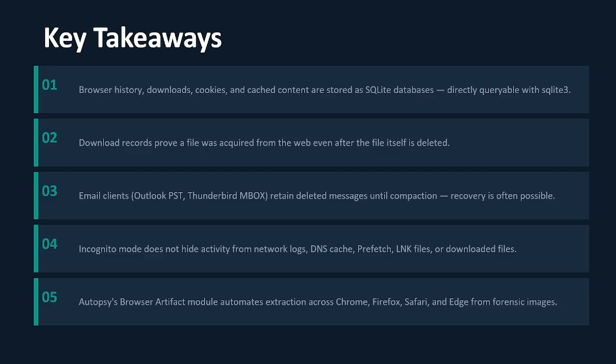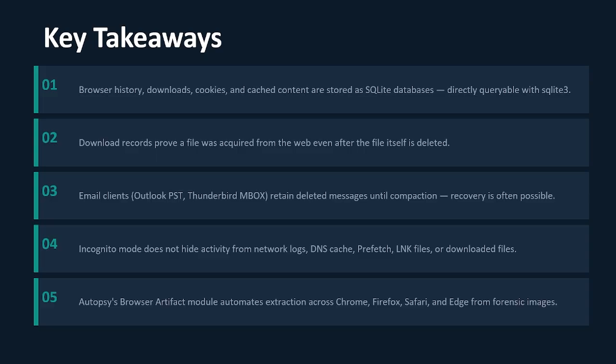So, takeaways: browser history, downloads, cookies, cache contents. Most of the time it's SQLite databases, and you can use SQLite 3. I would encourage you to download and install SQLite 3, create a copy of those databases, and then just start poking around in there to see what exactly is in that.